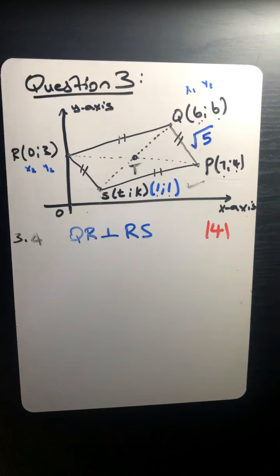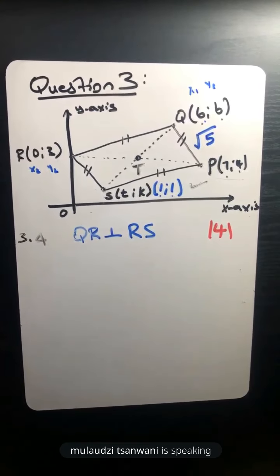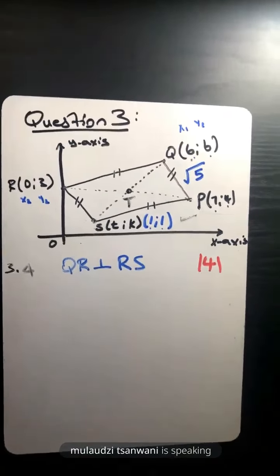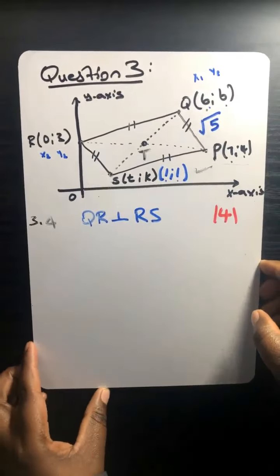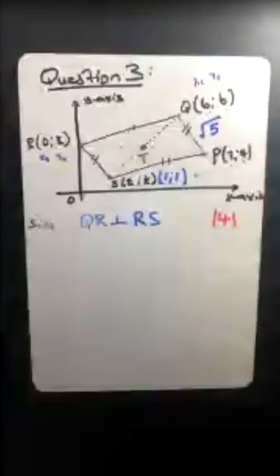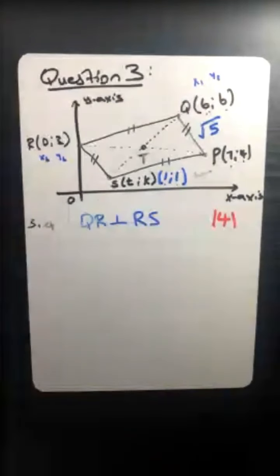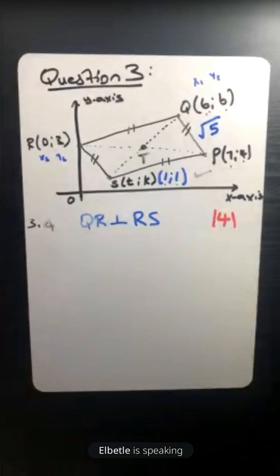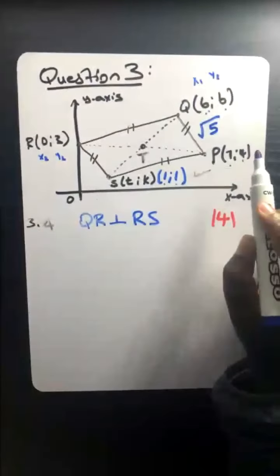Okay. First off, I think we should find the gradient of QR and the gradient of RS, and we multiply them. Do you guys agree with that? Yes, I agree. Yes, we agree. 100%. Yes, sir. A good indication that you guys understand this stuff. So let's see.